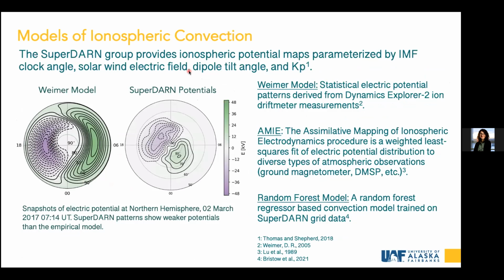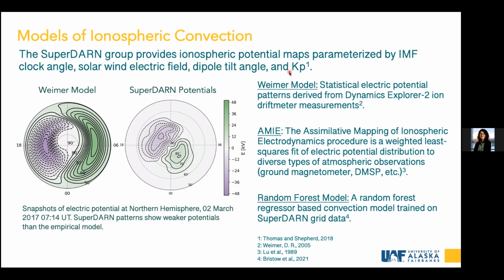So there are a lot of ongoing efforts to model the ionospheric convection, because of its importance. One product is derived through the SuperDARN radars, and through the SuperDARN group, it's regularly updated and provided for the community. These ionospheric potentials are parameterized by the interplanetary magnetic field clock angle, solar wind electric field, dipole tilt angle, and the planetary geomagnetic disturbance indices.